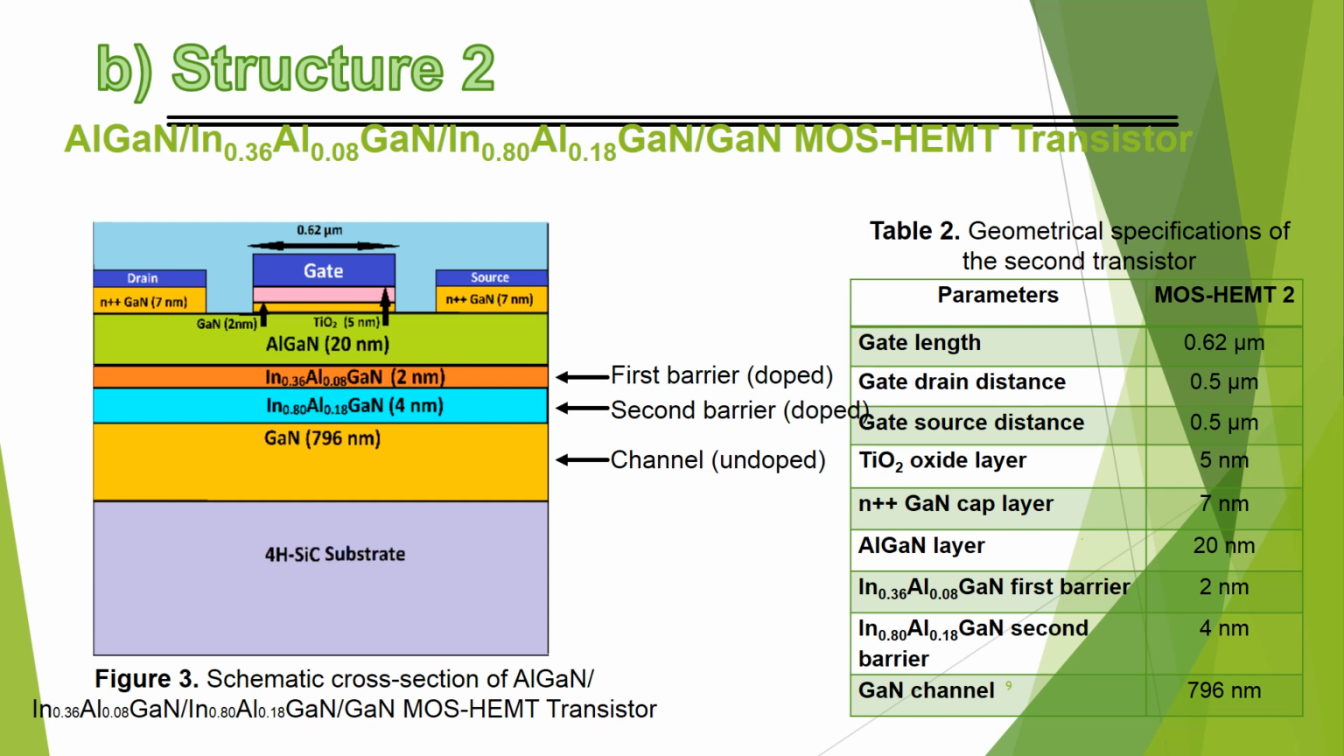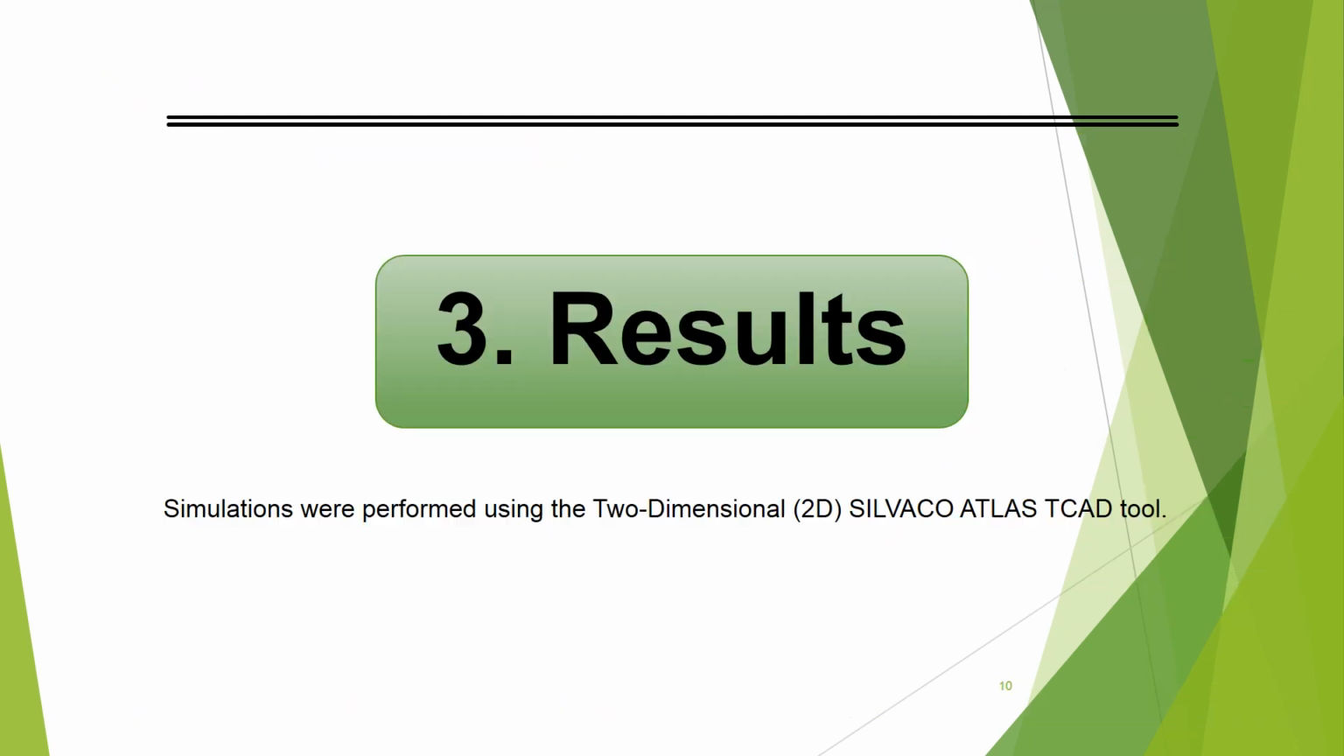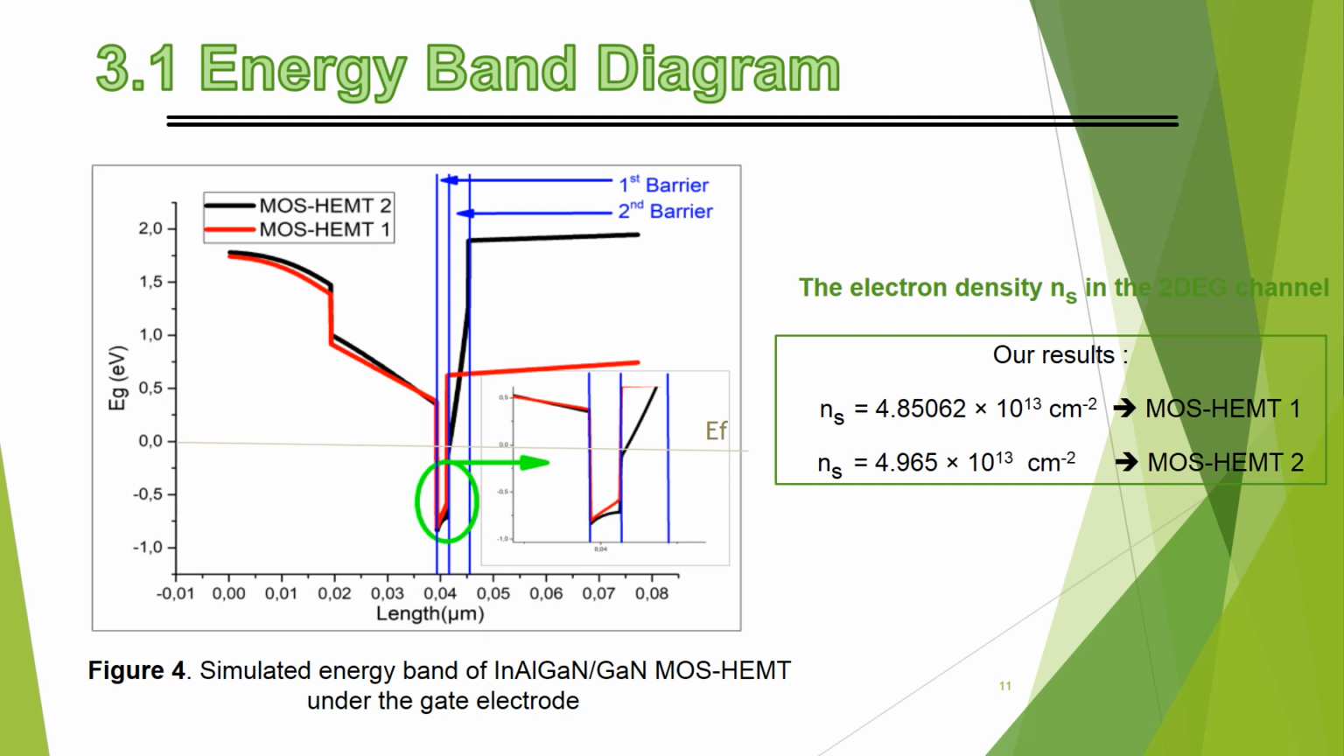The second structure is InAlN/InAlGaN/GaN with a double barrier, where a doped InAlGaN second barrier layer with 4 nanometer thickness is inserted. This is the difference between the first and the second structure. In our research, we have performed a two-dimensional simulation using Silvaco Atlas software. We have these results. First, we have the energy band diagram.